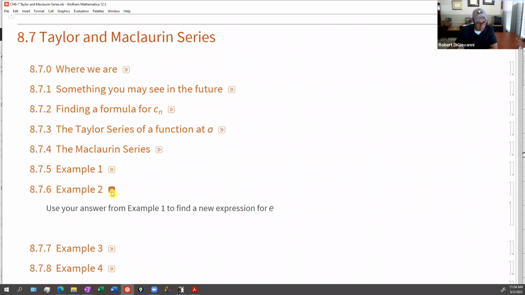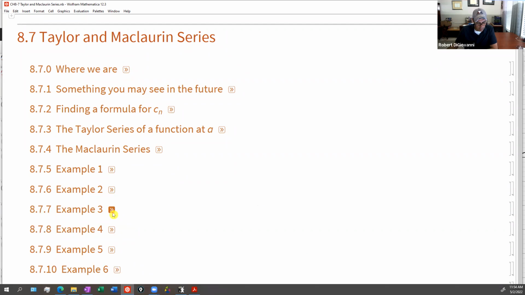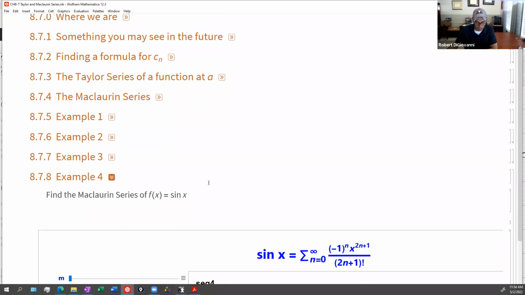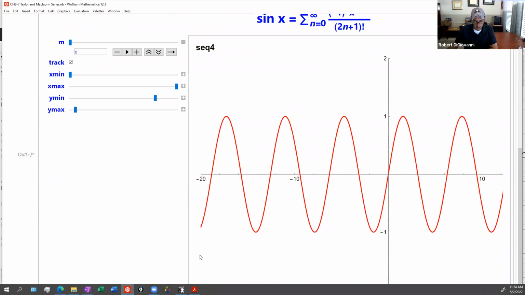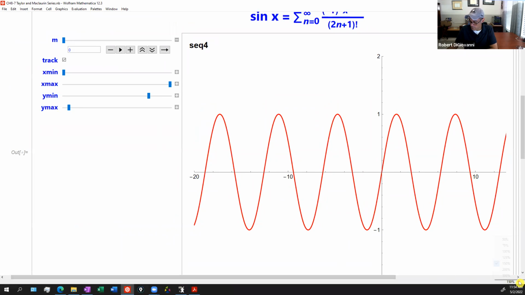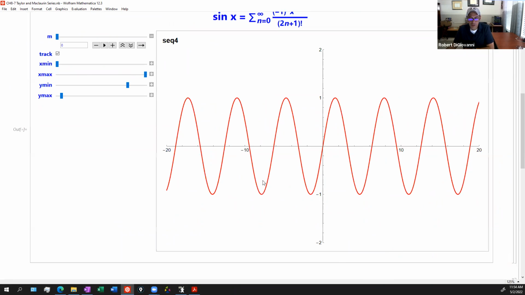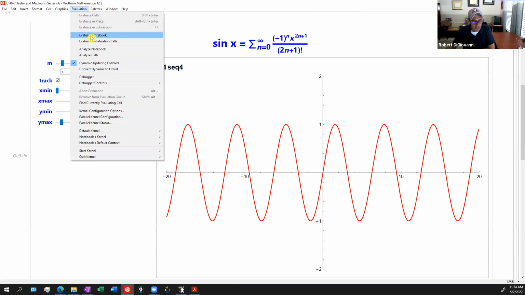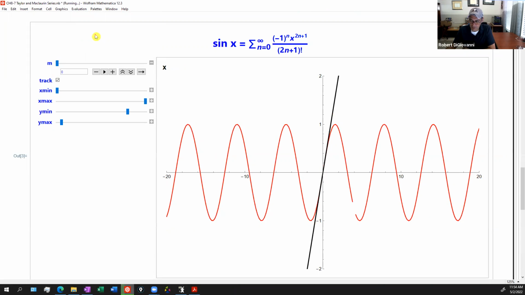Okay, so here's sine x. Let me make this a little smaller. There's your sine function. I've got to evaluate this notebook again. For some reason, it's not working. There we go. So here's sine.